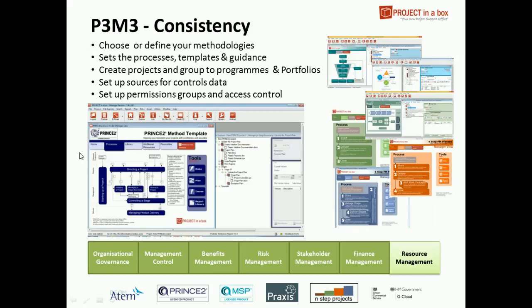So the first one is consistency. Looking at the 7 perspectives across here, probably slightly less relevant for resource management, so we've picked on the other 6 as being focus areas for this. We can define in Project in a Box what we call a method template, and this gives you a prescribed set of processes for your project, usually with concept or idea phases, gates through the process, and an end review. So you've got some of those clearly important things in your perspectives identified there.